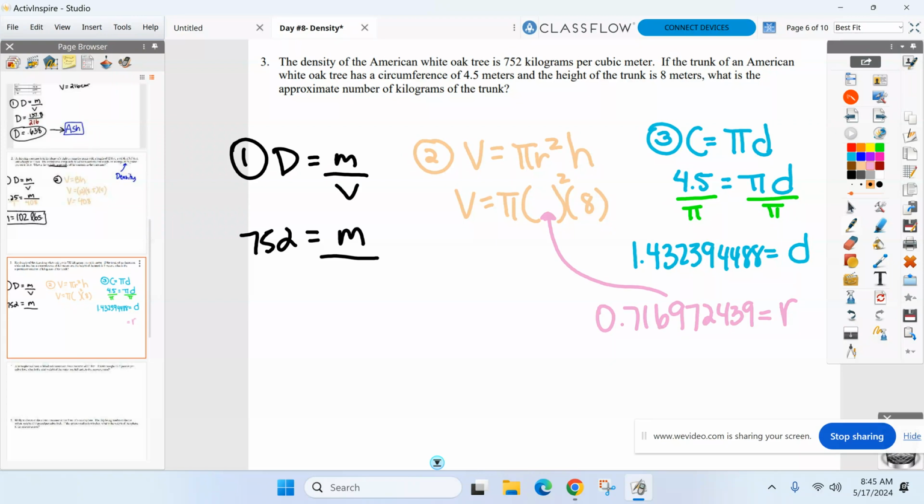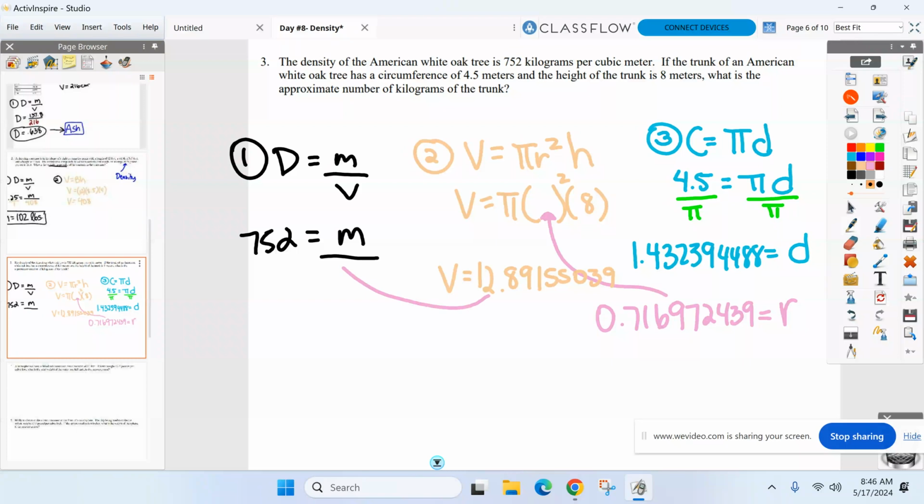Everyone comfortable getting the radius from the circumference? We're good. And now go ahead, calculate the volume. Again, don't round it on me. You can leave it in terms of pi if you want. I don't know if your calculator will do that, but I'm sure it will. You can either write out the whole volume or leave it in terms of pi. So here's what I'm getting for the whole volume: 12.89155039.